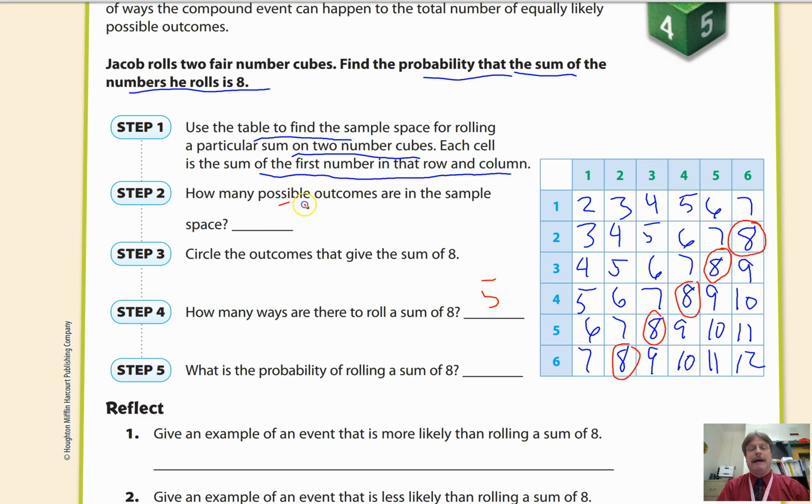How many possible outcomes are there in the sample space? Well, that's going to be 6 by 6, so that's 36. Circle the outcomes of 8, which we did. How many are there? There are 5 of them. So what's the probability of rolling a sum of 8? That's going to be 5 out of 36. And of course, if you could simplify that, you would.